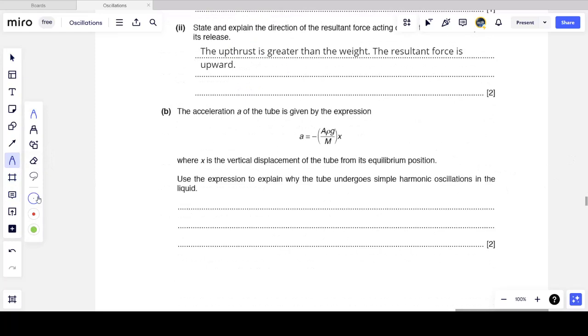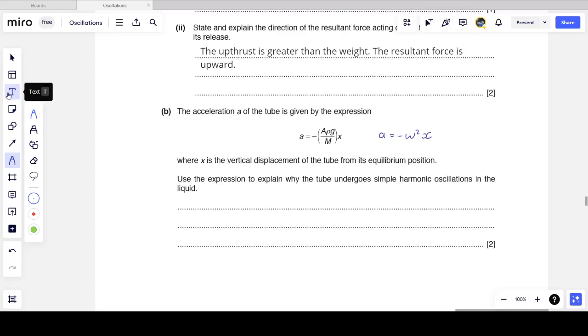Next, we are told that the acceleration of the tube is given by the expression a equals minus A rho g over m times x, where x is the vertical displacement of the tube from its equilibrium position. We need to use this expression to explain why the tube undergoes simple harmonic oscillations in the liquid. Let me write this down in a way that I'm more comfortable with: a is minus omega squared x. The omega squared ensures that it is always positive, and so there's a minus sign in front of a positive number.